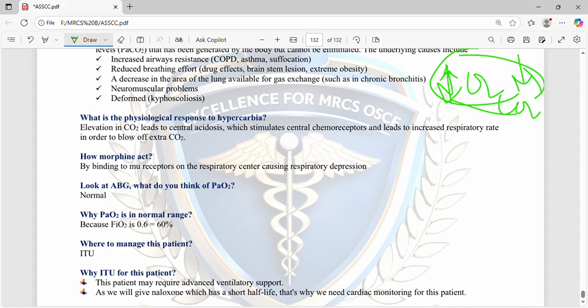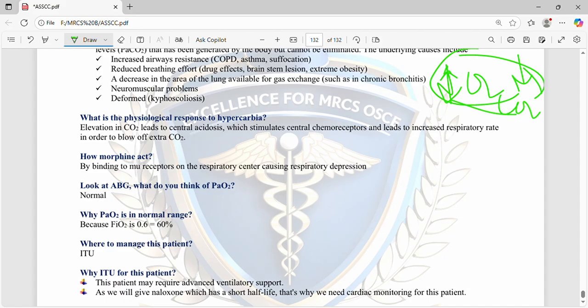What is the physiological response to hypercarbia? Elevation of CO2 leads to central acidosis, which stimulates central chemoreceptors and leads to increased respiratory rate in order to blow off extra CO2. How does morphine act? Morphine binds to mu receptors on the respiratory center, causing respiratory depression.